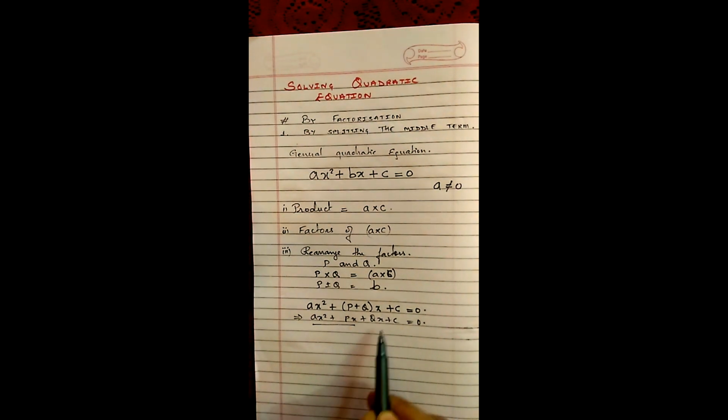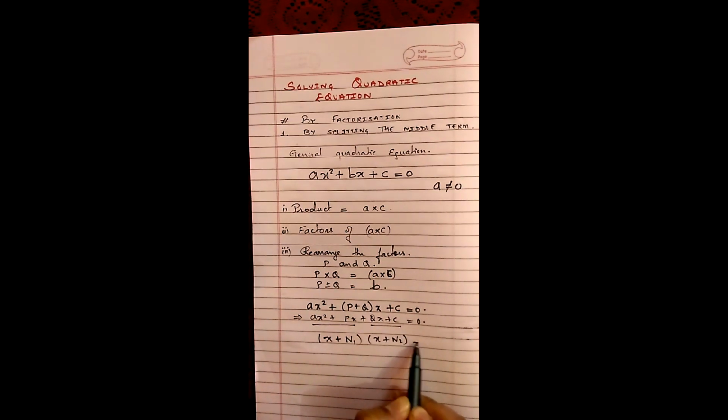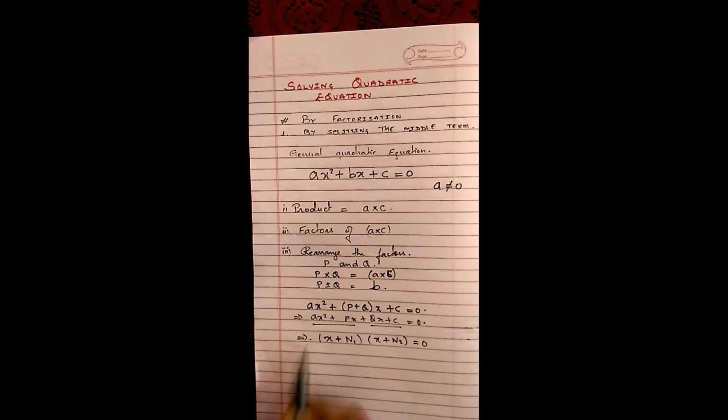We will find something common between the first two terms and the last two terms. And by taking common, suppose we come to a situation (x plus n1)(x plus n2) equals to 0. Now this is factorized. After this we use the zero product rule.